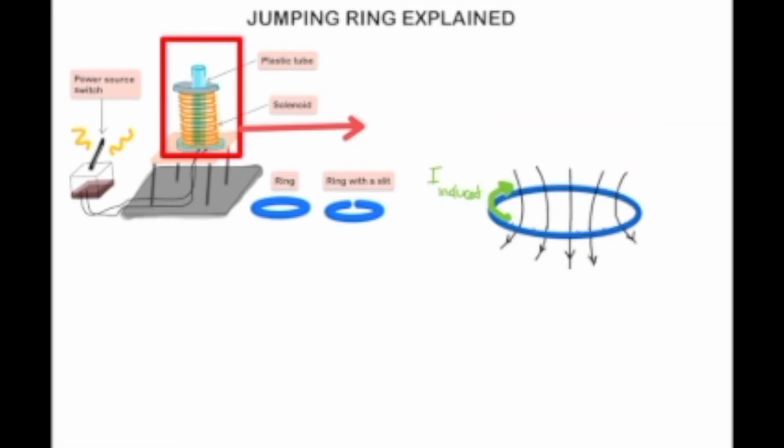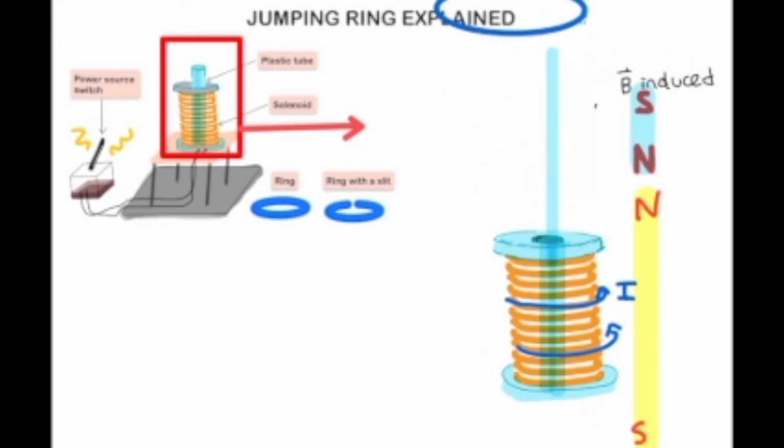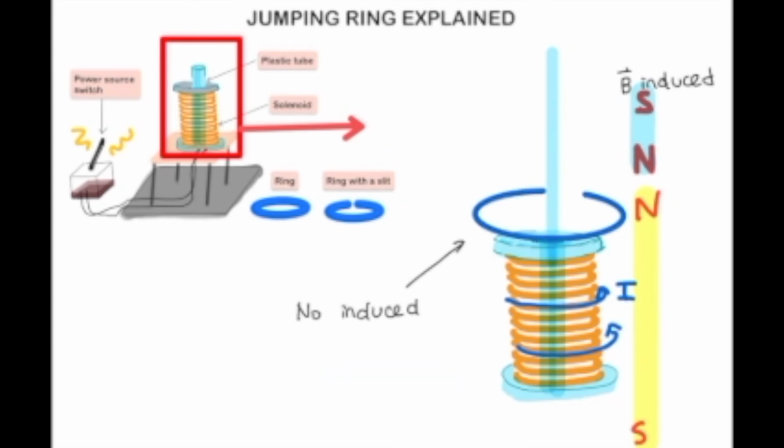By Lenz's law, we know that the current of the magnetic field will oppose the change in flux. The poles of the two magnetic fields will oppose each other, causing the ring to jump as it continues to try to reduce the flux through it. As you can see, the magnetic field from the ring comes closer to the solenoid, which causes this jumping motion seen in the diagram. Note that if the ring has a slit through it, the current will not flow and therefore nothing will happen.